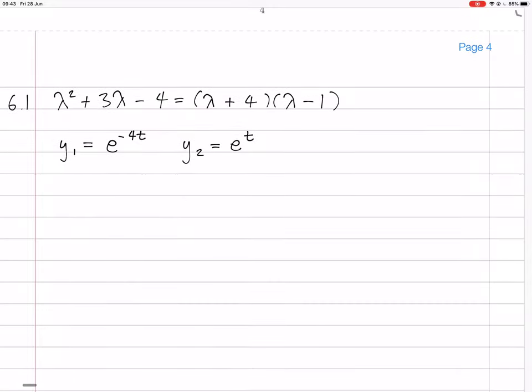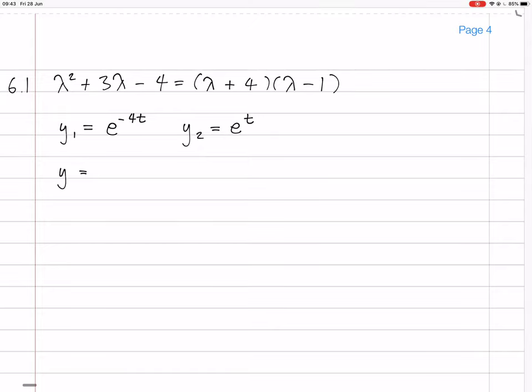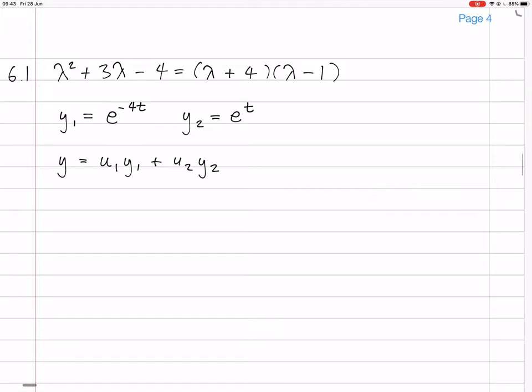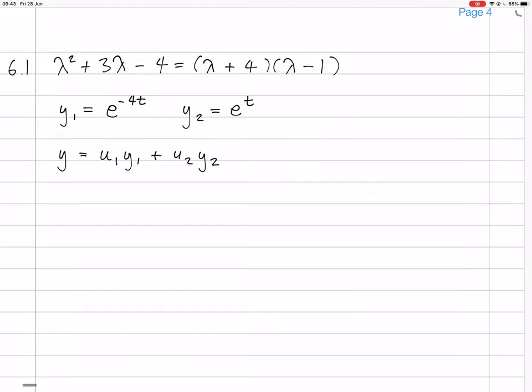Then we know that the general solution will be given by u1 y1 plus u2 y2, where u1 and u2 come from this equation.